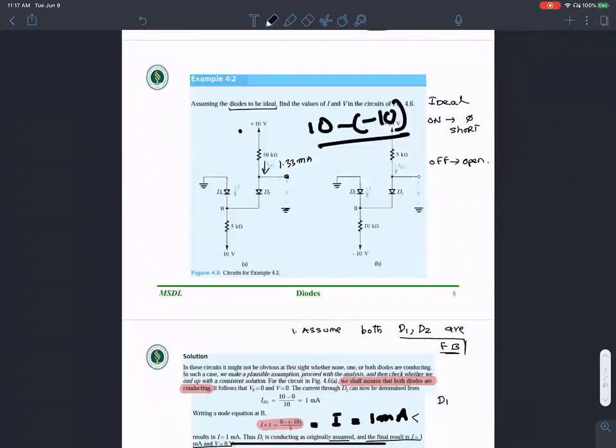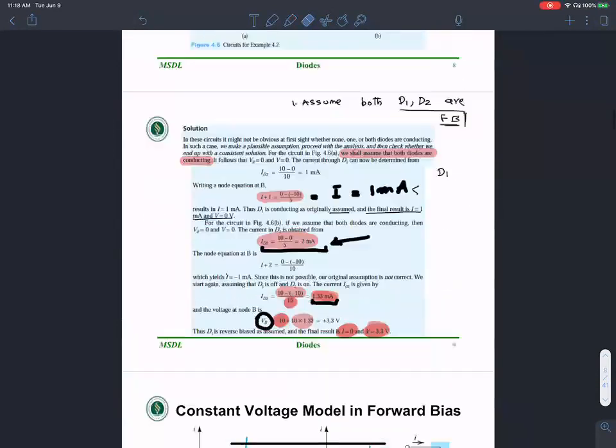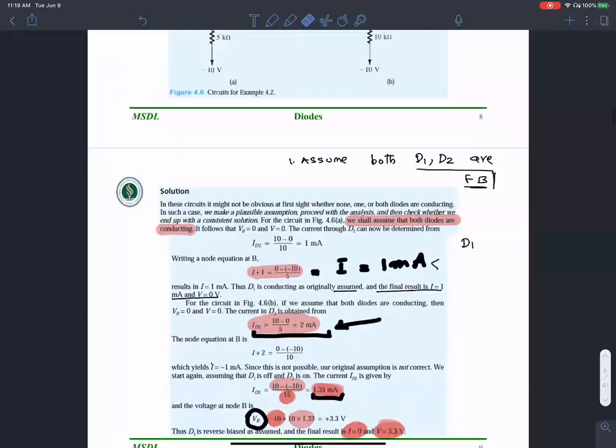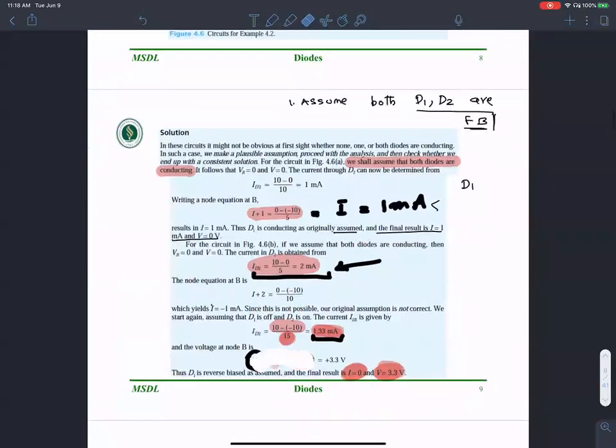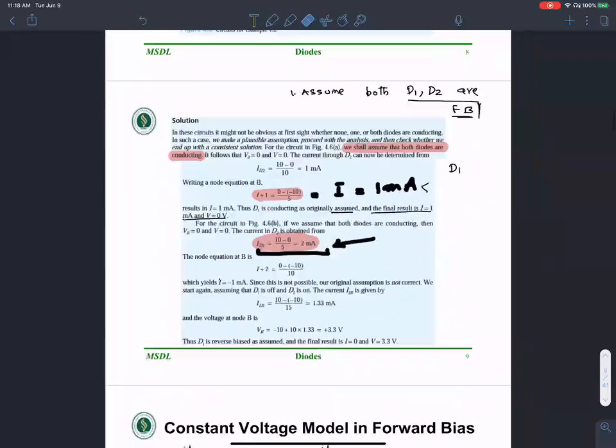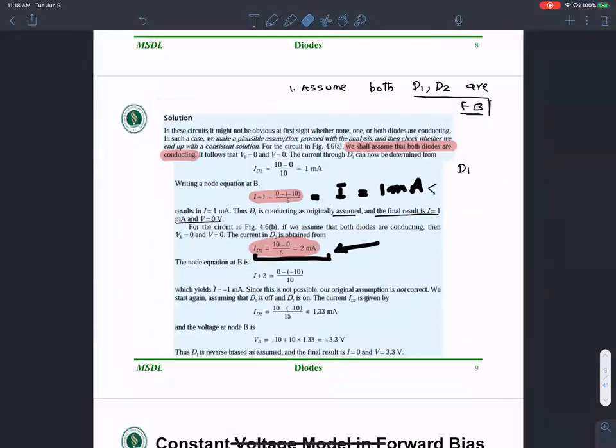So the initial assumption was that this is on and this is on. This led to an inconsistent solution, that I1 is 1 from one equation and I1 is negative 1 from another equation. So that is inconsistent. It can't be true. So I revised my assumption that D1 is off and D2 is on. Then I arrived at a solution that is consistent. Okay, so that's the idea of solving.